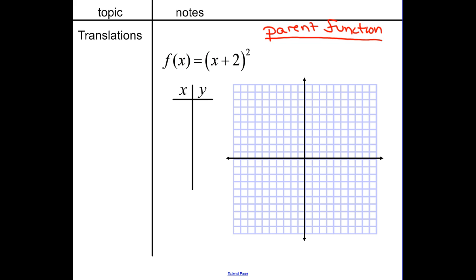For this one, we notice we have a squared there. That means my parent function is going to be f of x equals x squared. I remember what my graph looks like when I plug that in. I also need to memorize the actual x's and y's that I put in for my parent function, so I'm going to put those down in my table first.